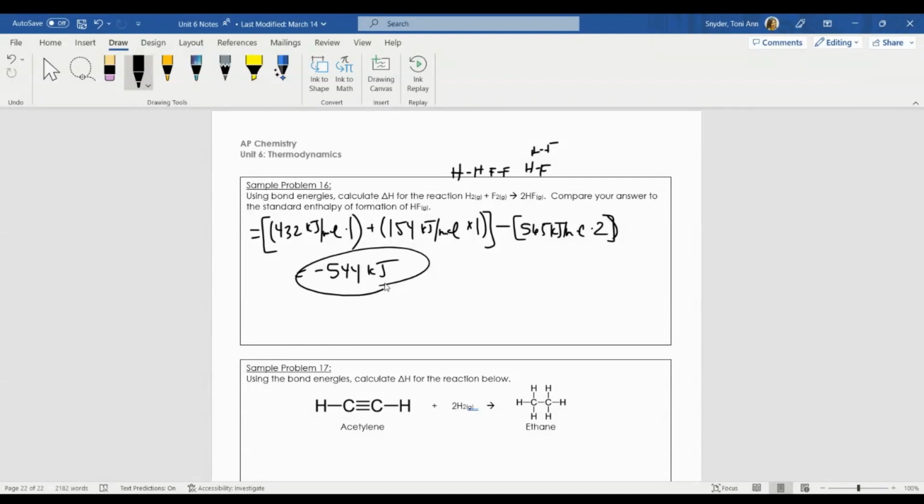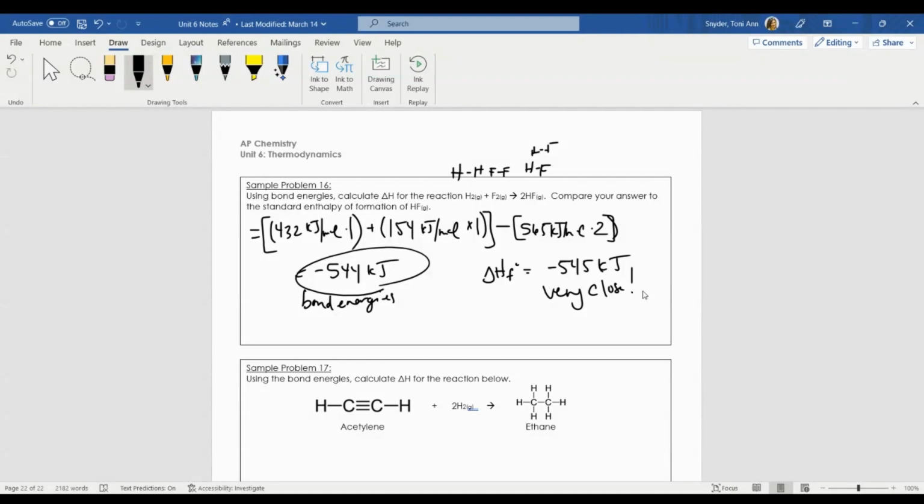So in order to form gaseous hydrofluoric acid, we would release 544 kilojoules of energy based on bond energies. But it's asking us to compare this to the enthalpy of formation, and the enthalpy of formation is negative 545 kilojoules. That's pretty darn close. So in this case, we're at a pretty good approximation using bond energies.